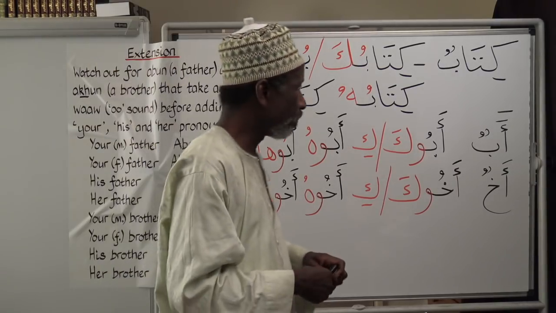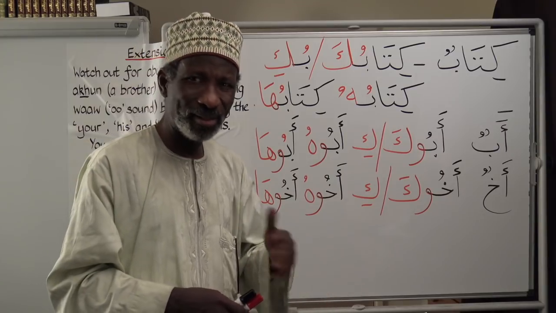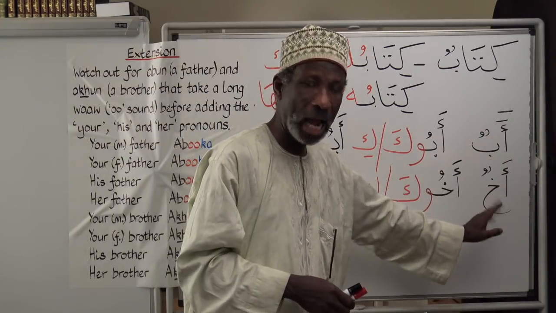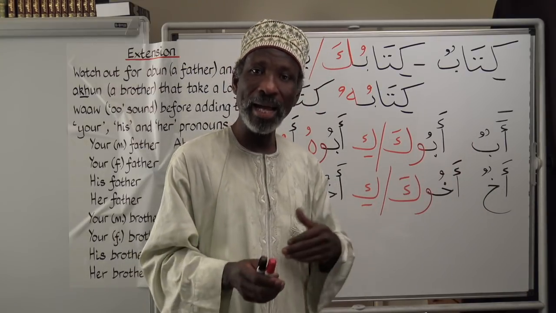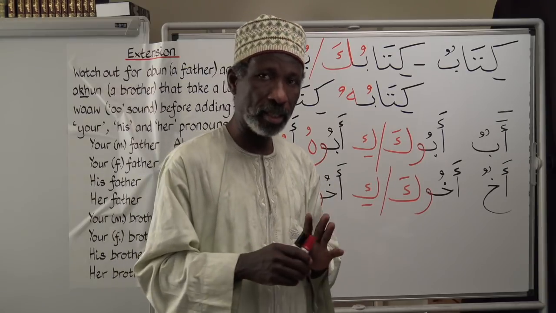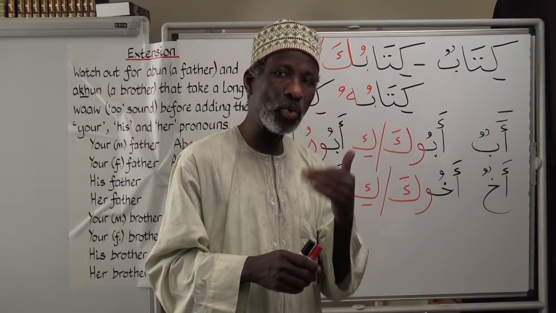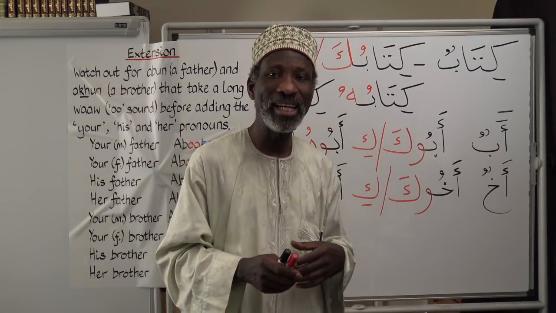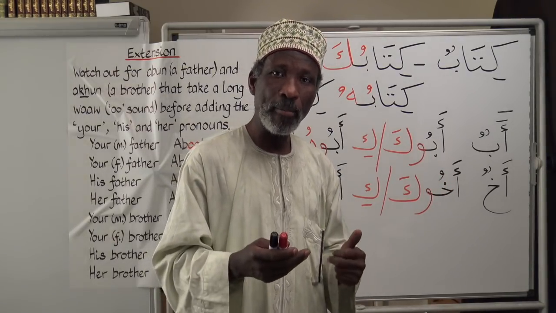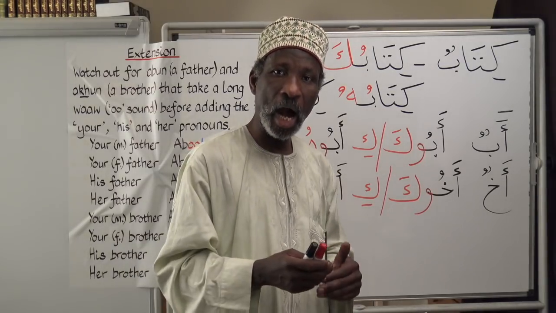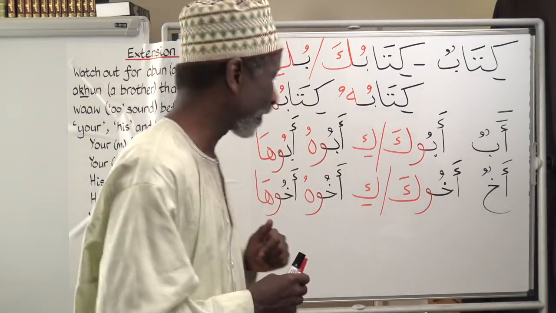So remember these, and it's only these two for now. There are three, but the third is not as useful as abun and akhun. You say abi, that's universal. Ahi, that's fine, no secret letters there. But once you want to say yours, you say abu. When you actually say it, you will see that extension in what you are saying. Abuka, abuki, abuhu, abuha, ahuka, ahuki, ahuhu, and ahuha. That is the extension for you.